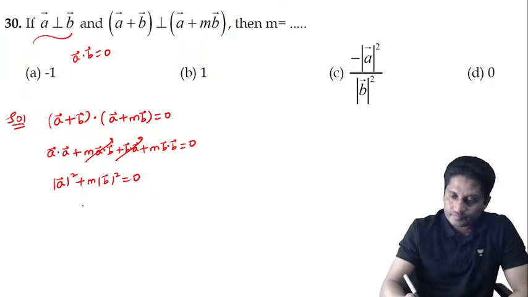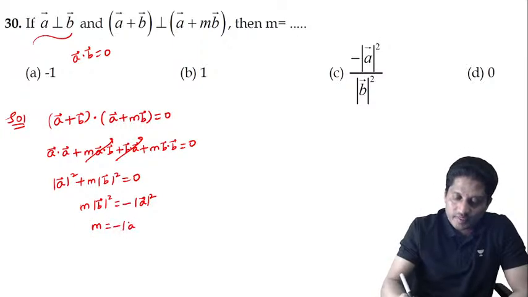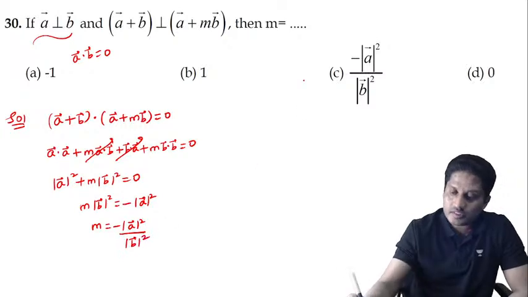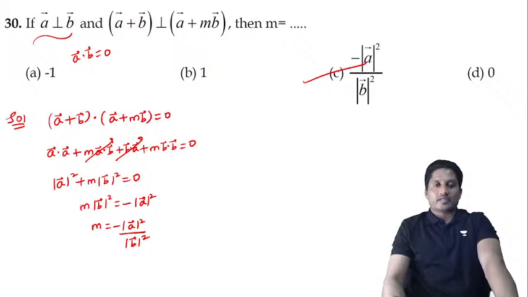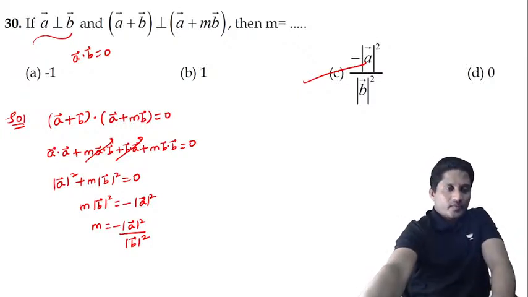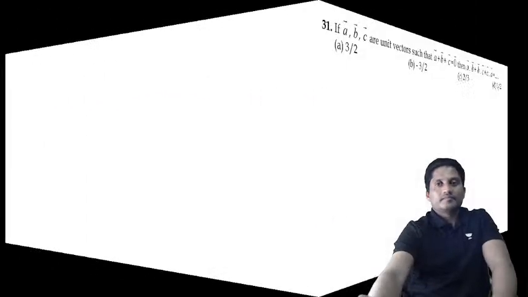From this, M times mod B the whole square is equal to minus mod A the whole square. Alright, now M is equal to minus mod A the whole square divided by mod B the whole square. Answer is option C. It's not mentioned that A and B are unit vectors. If it were mentioned that A and B are unit vectors, then the answer would be option A. Otherwise, it's not mentioned anywhere, so the answer should be C only. Let's move to the next question.